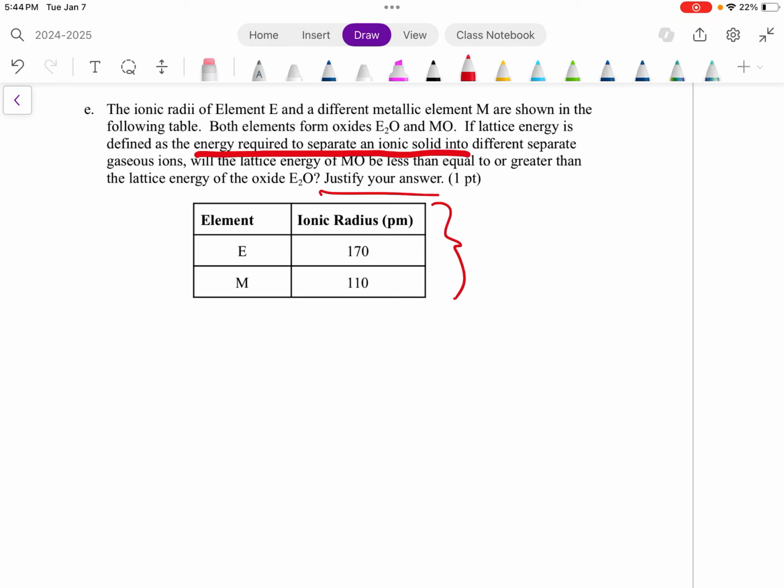So here's what we were looking for you to say. Is it going to be equal to, less than, or greater than? I'm going to say greater, period. Now here's my justification. If the radius of M is smaller, that means that the MO lattice, so you're going to have MO, MO, MO, you're going to have this big lattice of this ionic compound stuck together, with these ions packed in.